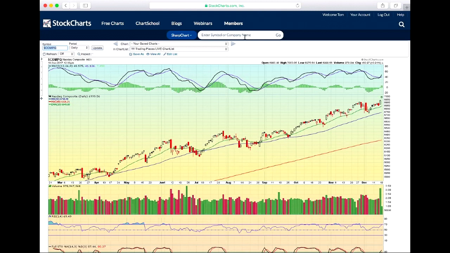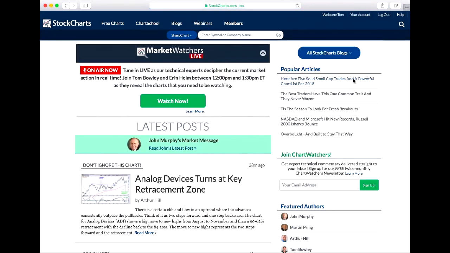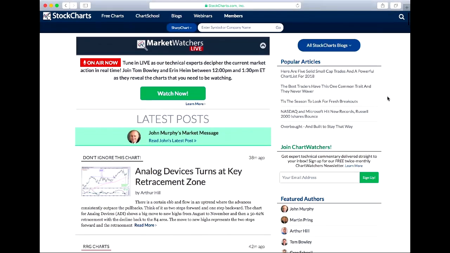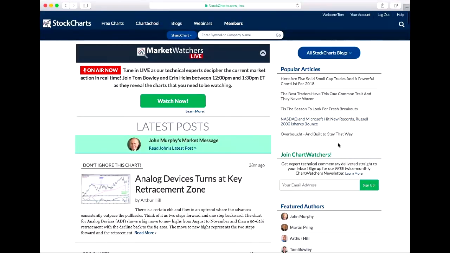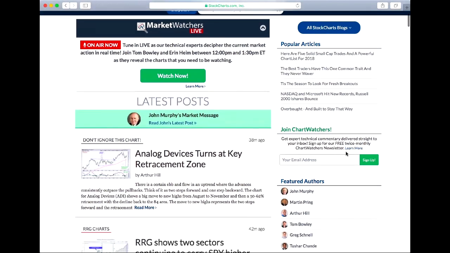One thing I want to talk about before I bring Mr. Hopkins in, this was a Chart Watchers weekend. For those of you who aren't familiar with Chart Watchers, the newsletter, I just want to point you to it. If I was not a member, if I was coming into StockCharts for the first time, this would be the first thing I would do. If you go to the blogs page, you'll come up with this page. And on the right-hand side, as you scroll down a little bit, you'll see Join Chart Watchers. You can put your email address in here and click the sign up button.